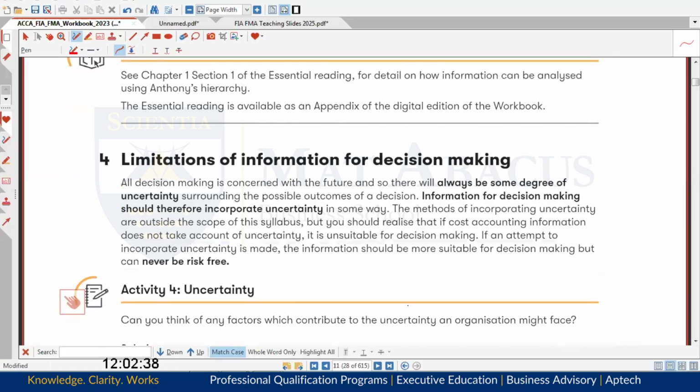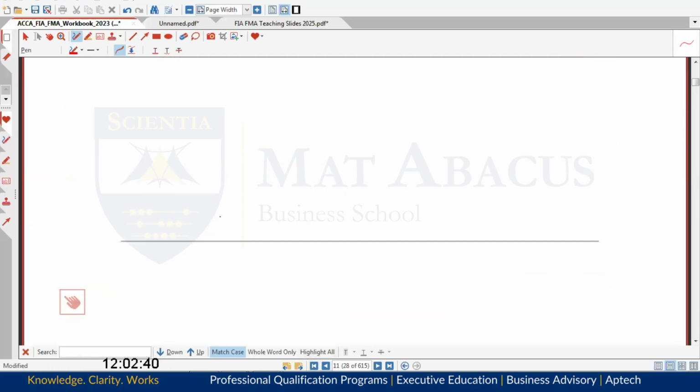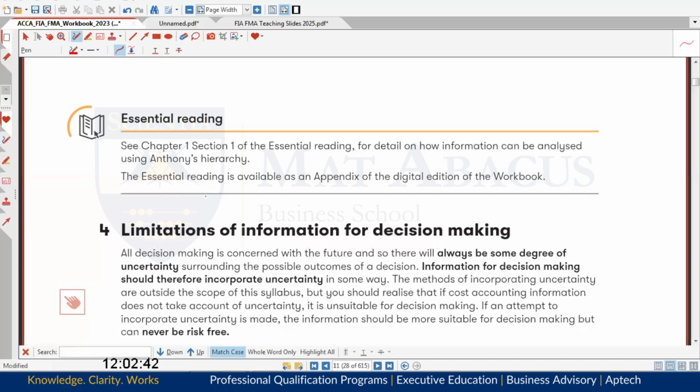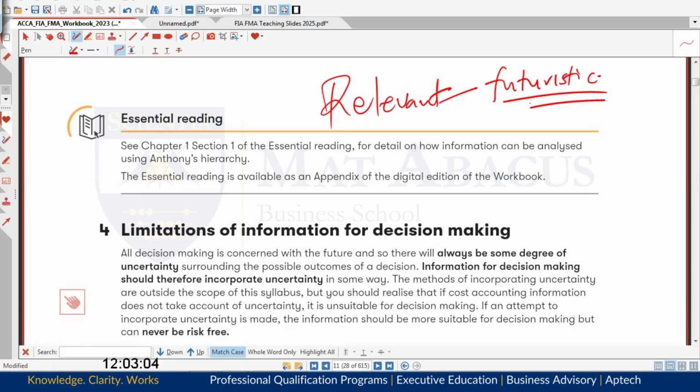And some of the challenges we have with decision making, remember we said we need to use relevant information, okay? So when you're making a decision, what's the challenge of using relevant information? One of the aspects of relevant information should be futuristic, okay? So what is the challenge of using futuristic information? Yeah, it will be a wrong prediction.